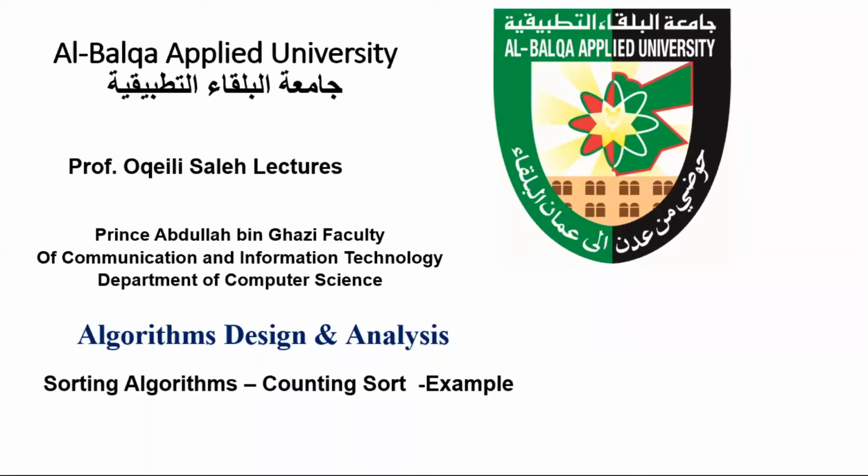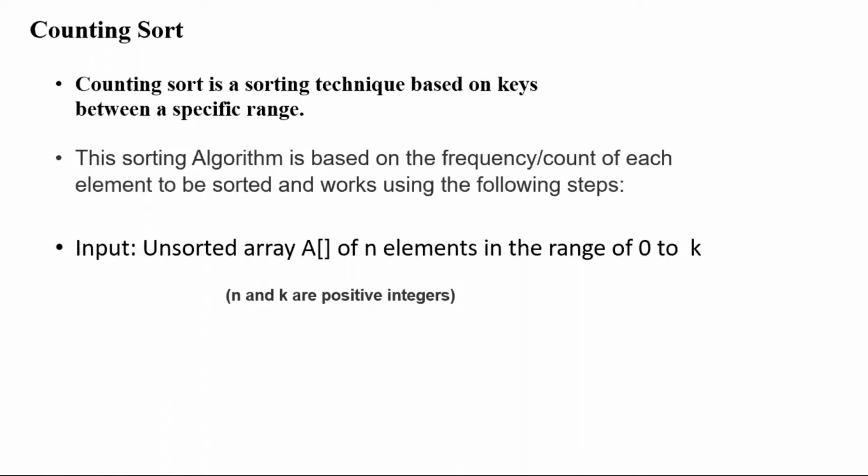Welcome again. Our previous topic was counting sort. I was asked for an example of how to implement the modified count to sort the array. Please remember that counting sort is based on keys between a specific range, and it is based on the frequency count of each element to be sorted and works as follows.